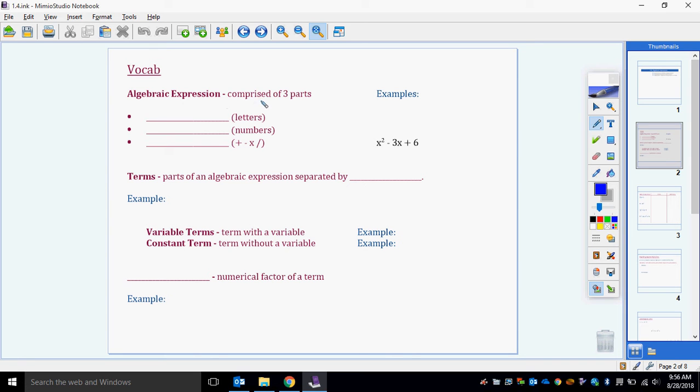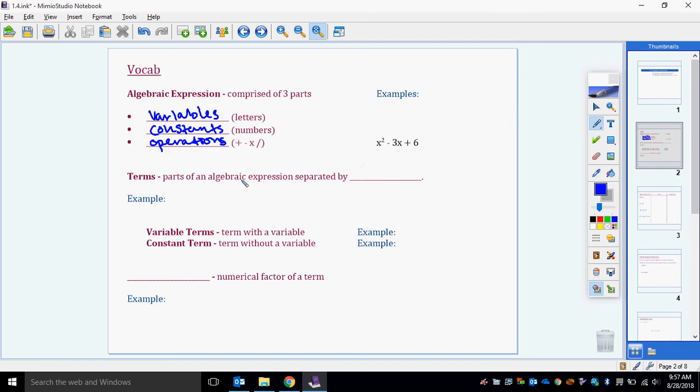An algebraic expression has three parts. Okay, it's got to have letters, which we call variables. And then it's got to have numbers, which we call constants. And then we have add, subtract, multiply, or dividing between those constants and or variables, which we call operations. So for example, x squared minus 3x plus 6. This is an algebraic expression because it has letters, it has numbers, and it has operations like subtract, add, and even an exponent raised to a power is an operation. It also has multiplication between the 3 and the x.